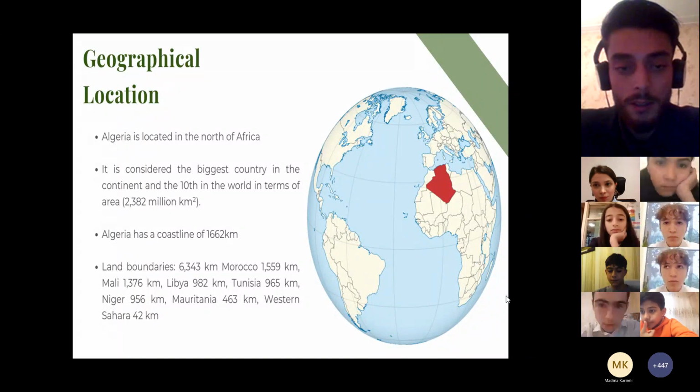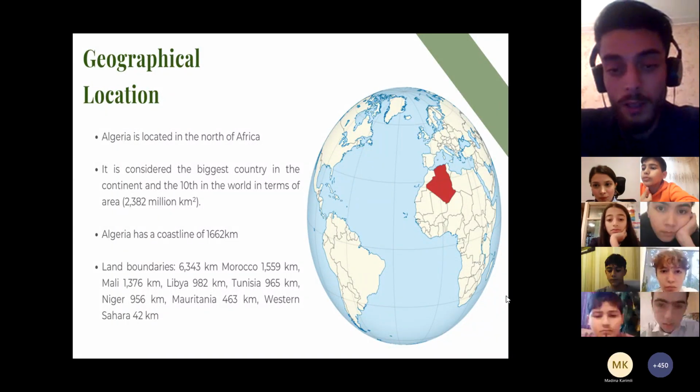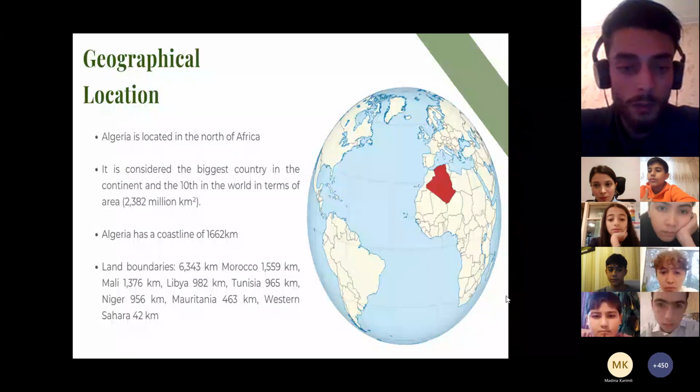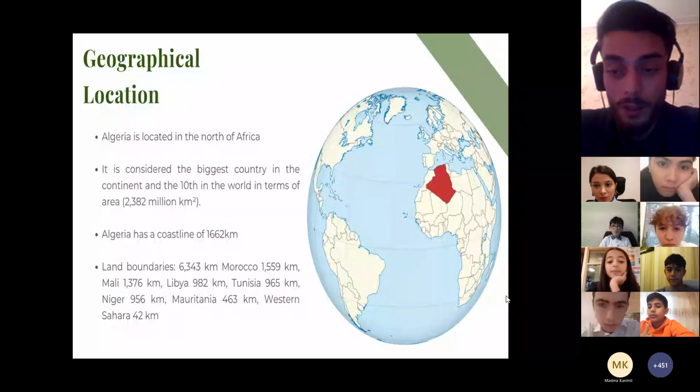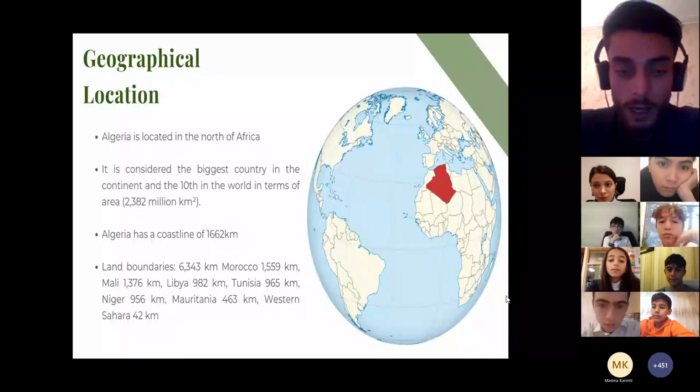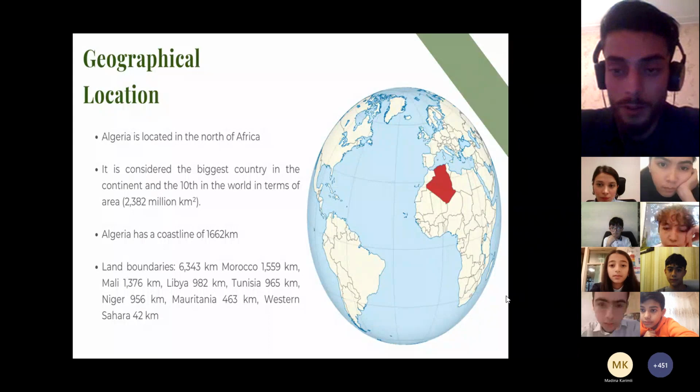So the geographical location, as you are seeing here in the picture, is in the north of Africa. It's considered the biggest country in the continent of Africa and the 10th in the world in terms of area, 2.382 million square kilometers. And Algeria has a big coastline of 1,662 kilometers on the Mediterranean Sea.